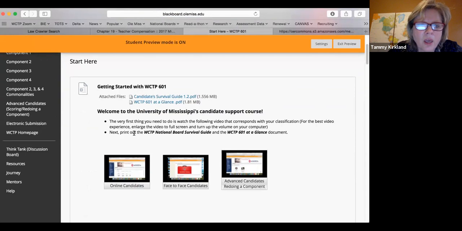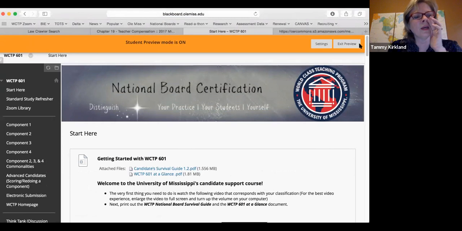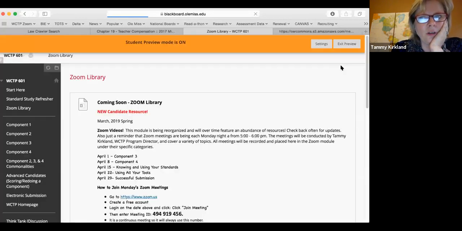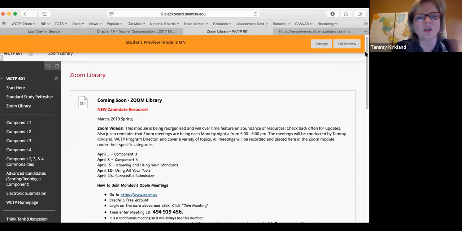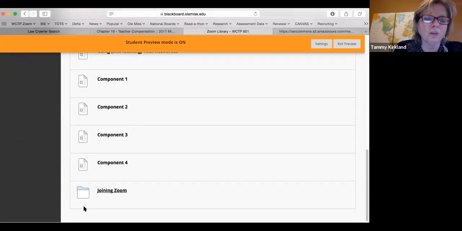Also, here you have a survival guide and you have WCTP 601 at a glance, and that is your table of contents for this. Over on the left, I have been working in here a little bit. Before we get to component 3, you see this Zoom library? This is what I was telling you about. Let me show you what it is and what it's going to be. That's all of our meetings, and that's your ID. You know that already. If you go down to the bottom, it's got information for joining Zoom.